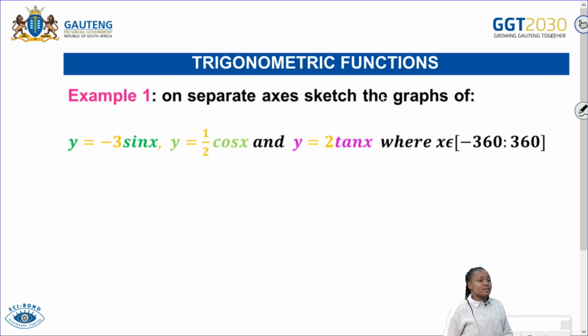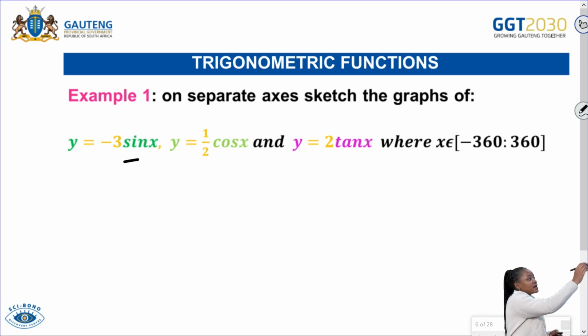Let's look at example number 1. Example number 1 says: on separate axes, sketch the graphs of y equals -3 sin x, y equals 1/2 cos x, and y equals 2 tan x, where x is an element of -360 degrees to 360 degrees. So they're saying you must sketch these 3 graphs and your domains are restricted from negative 360 degrees up until 360 degrees.